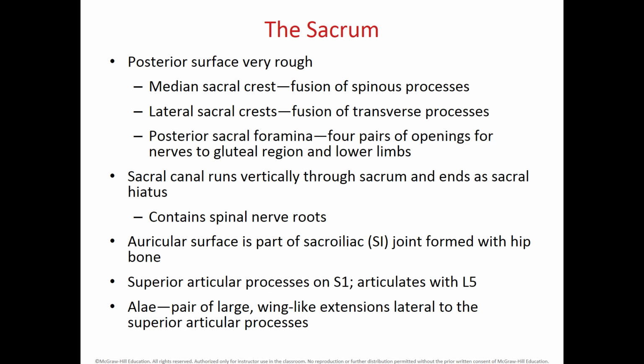Now, in between the median and the lateral sacral crest, you have the posterior sacral foramina, which are basically the same as the anterior sacral foramina, and these allow the passage of nerves that go to the gluteal region and to the lower limbs.